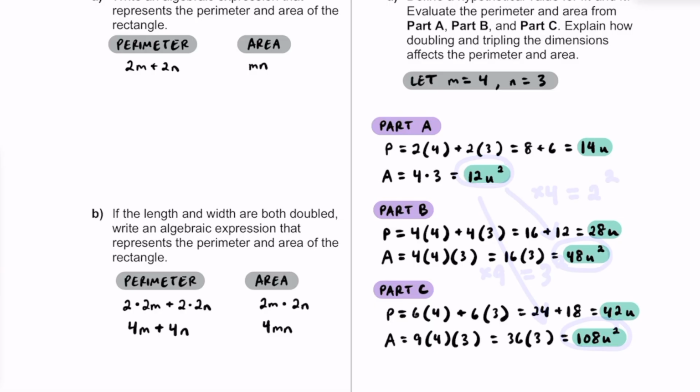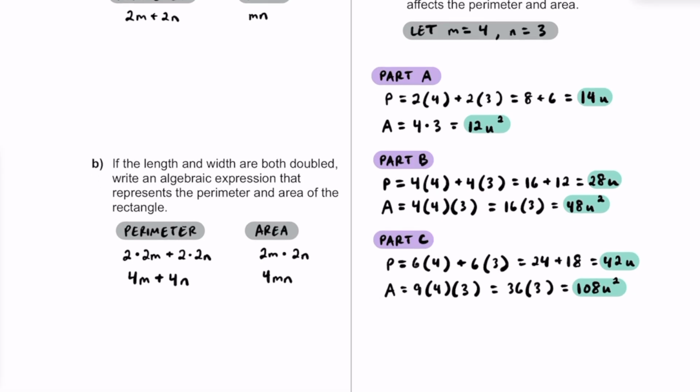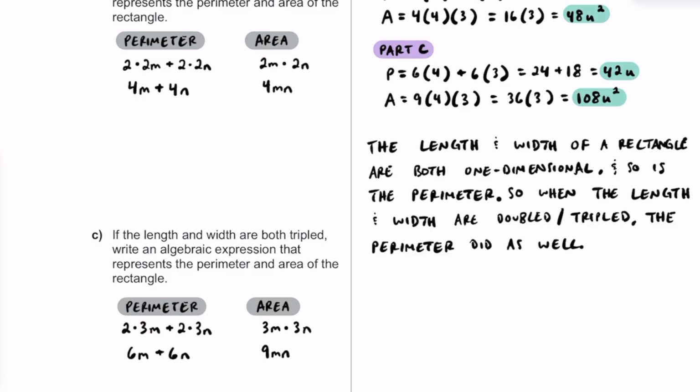So let's put those a little bit more eloquently in some words. Here is what we're going to say. We know that length and width of rectangles are both one-dimensional. They're just measuring how long something is. But we also know that perimeter is one-dimensional because it's really just a bunch of lengths and widths added together. So I think it's safe to say that when you double or triple these lengths or widths, then the perimeter is also going to do the same thing, just because everything is one-dimensional.